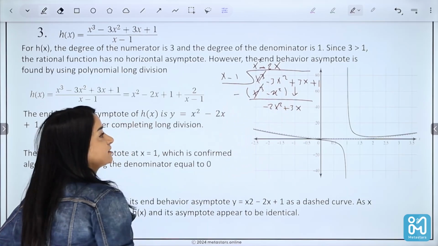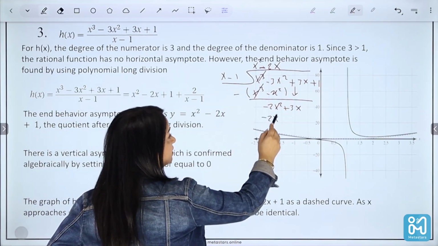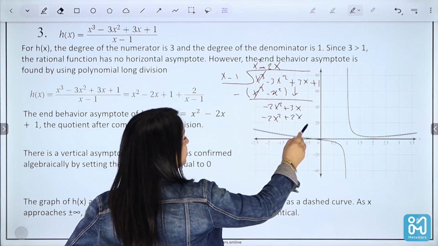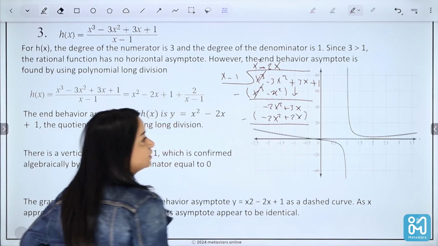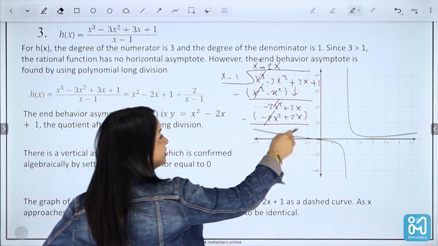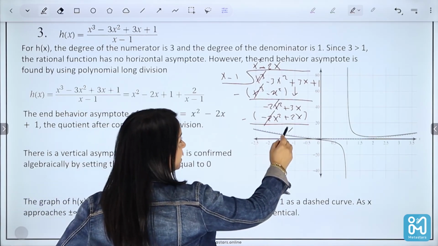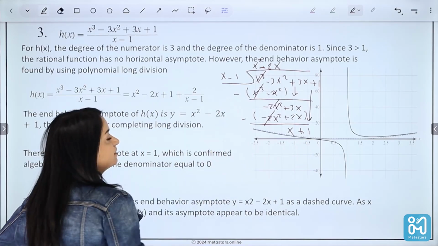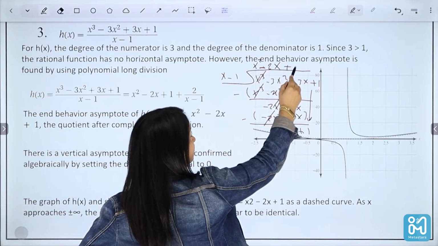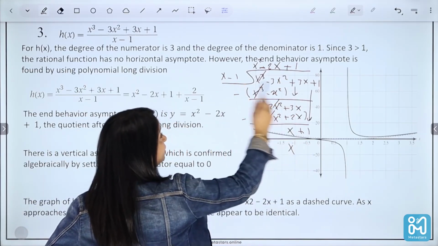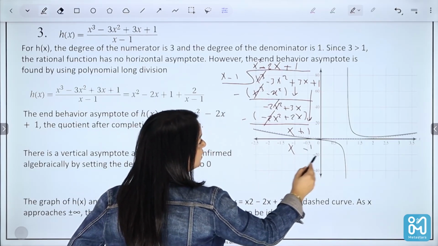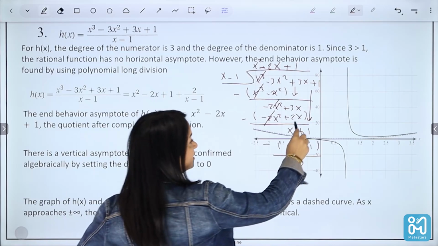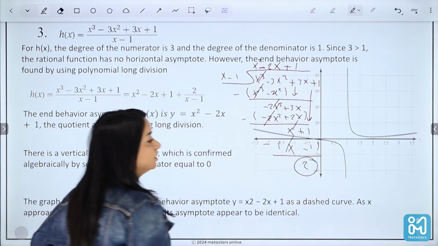Now negative 2x times x, negative 2x squared. Negative 2x times negative 1 is going to be what? 2x. So what do we have to do? We need to subtract. So 3x minus 2x, so the answer is equal to x. Now what do we have? We have 1. Now x divided by x is equal to 1. 1 times x is x. 1 times negative 1 is negative 1. So now what do we have to do? We need to subtract. So when we subtract this here, the remainder is equal to 2.